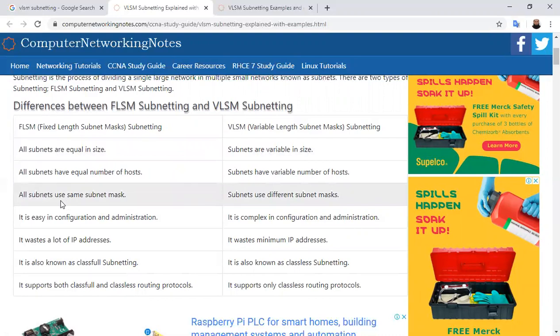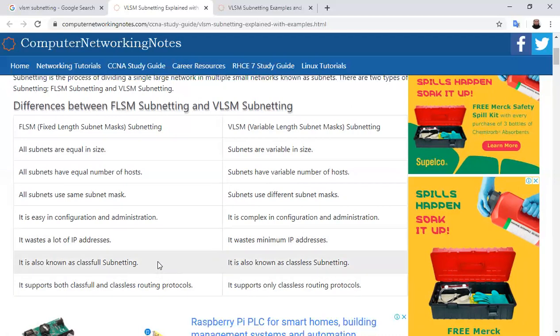In FLSM, all subnets use the same subnet mask. Here, subnets use different subnet masks. FLSM is easy in configuration and administration. VLSM is complex in configuration and administration. In FLSM, hosts waste a lot of IP addresses, but in VLSM the number of unused IP addresses is minimal. FLSM is also known as classful subnetting. VLSM is also known as classless subnetting.